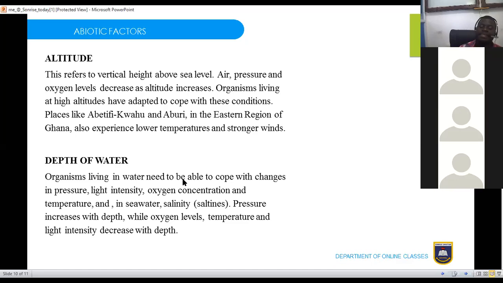So it means that the deeper you get in water, the higher the pressure on you. At the same time, the darker it becomes, and the less amount of oxygen you have available over there. And then, of course, you become colder the deeper you get into the water. So if you are an organism living at any depth of the water, you should have specific adaptations that will enable you to live over there.